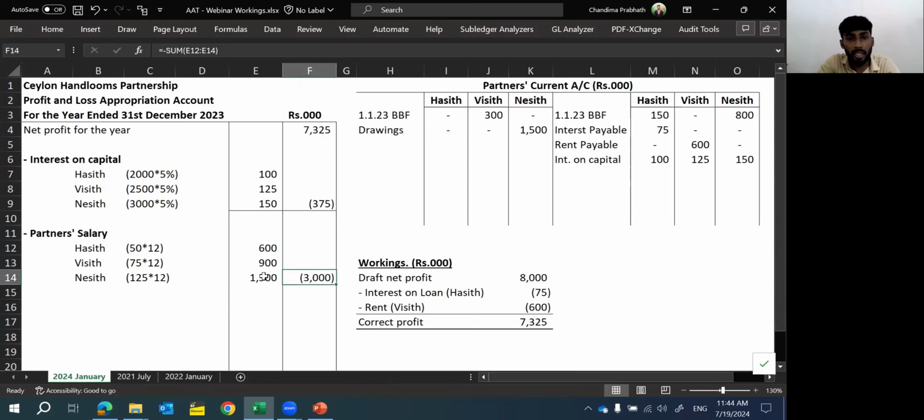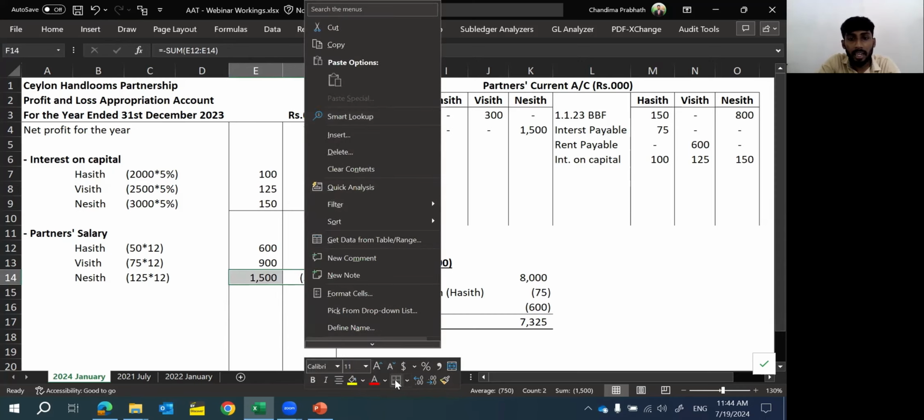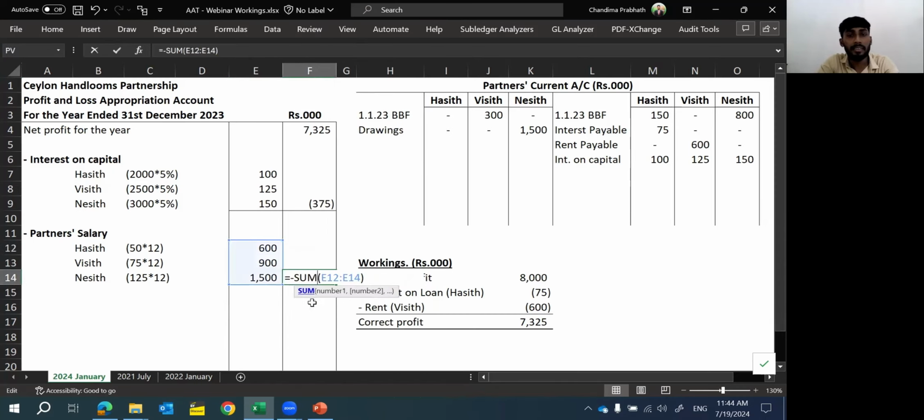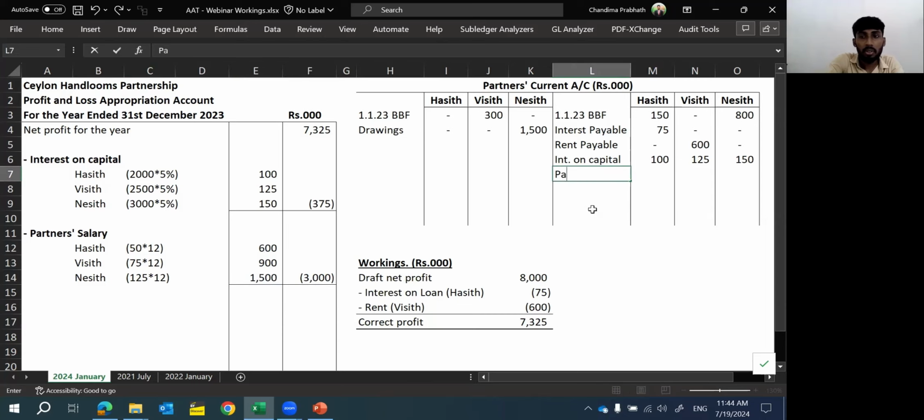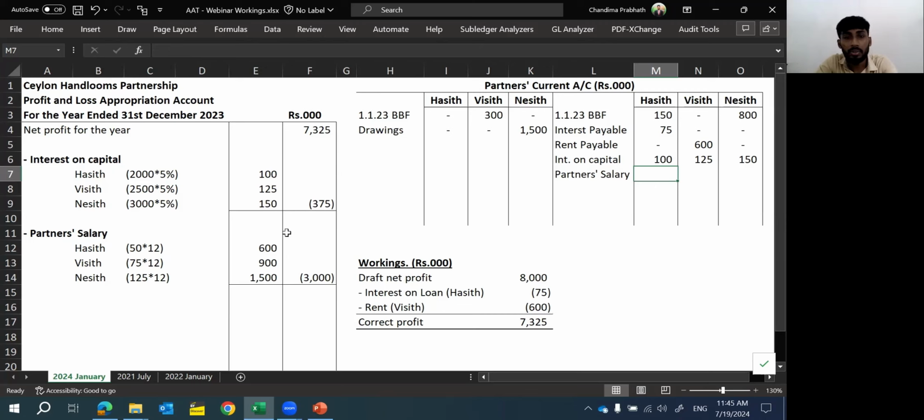Now altogether, we are giving 3000 as partners' salary. So how to do? We need to credit partners' salary, so 600, 900, and 1500: Hasit, Visit, and Nesit.